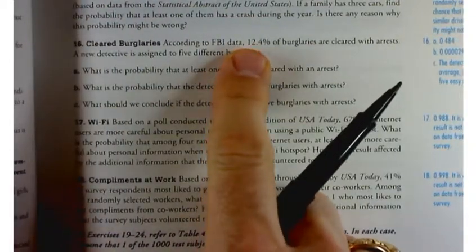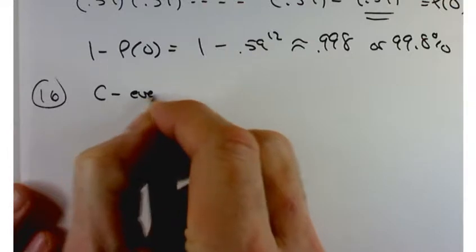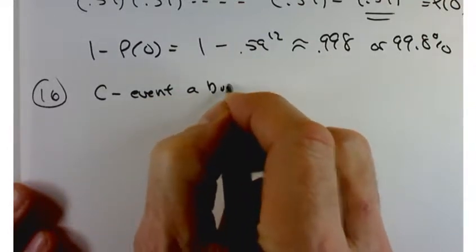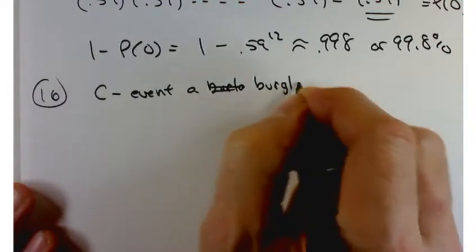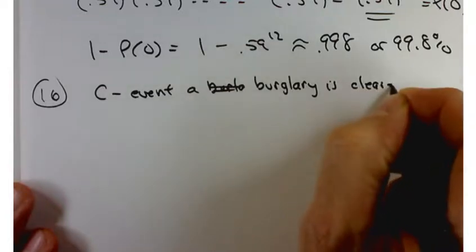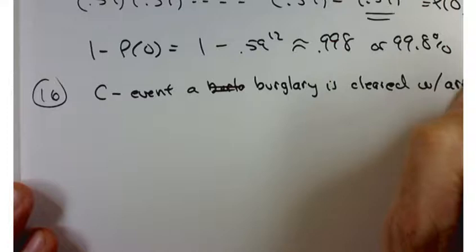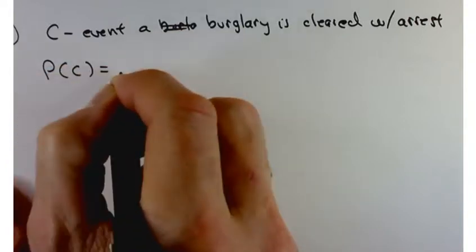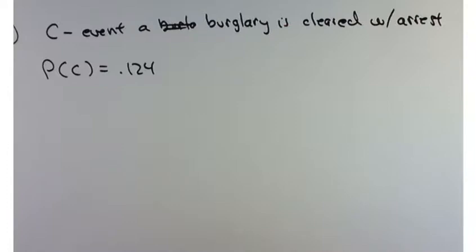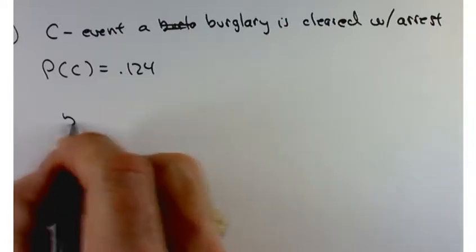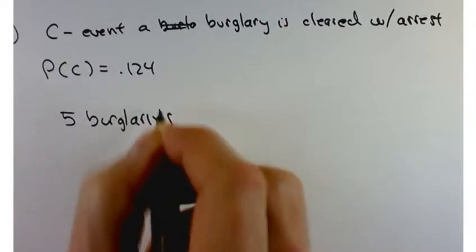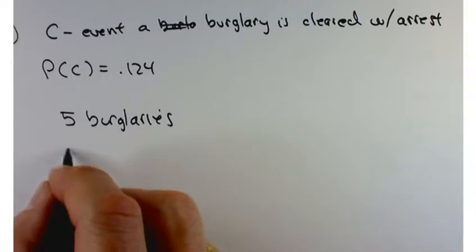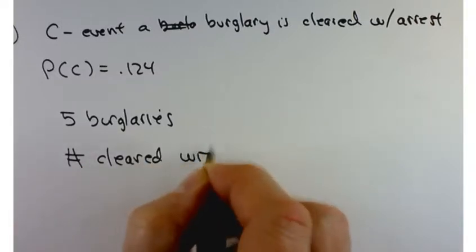So let's start out with the 12.4% of burglaries are cleared with arrest. So let's let C be the event a burglary is cleared with an arrest. The probability of C is 0.124, according to the problem. What is the probability that at least one of them is cleared with an arrest? So if we have five burglaries, then we can look at the number cleared with an arrest.